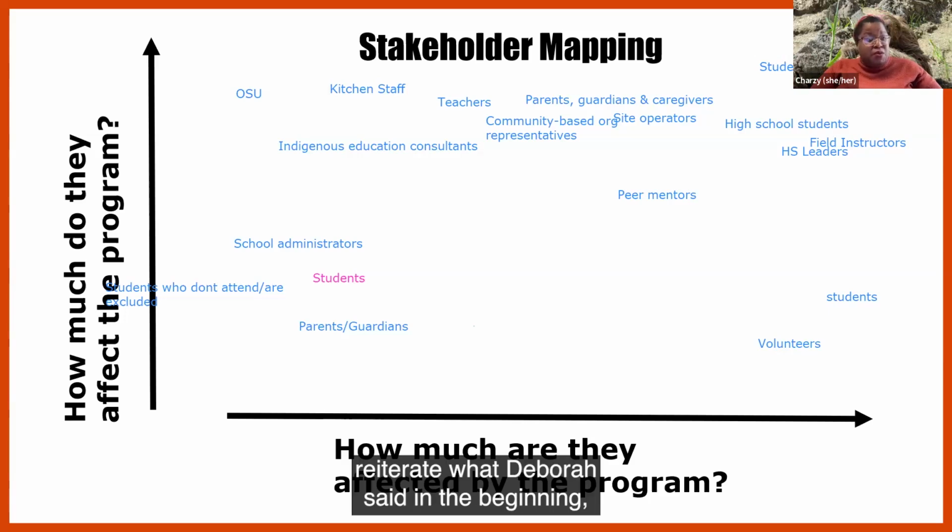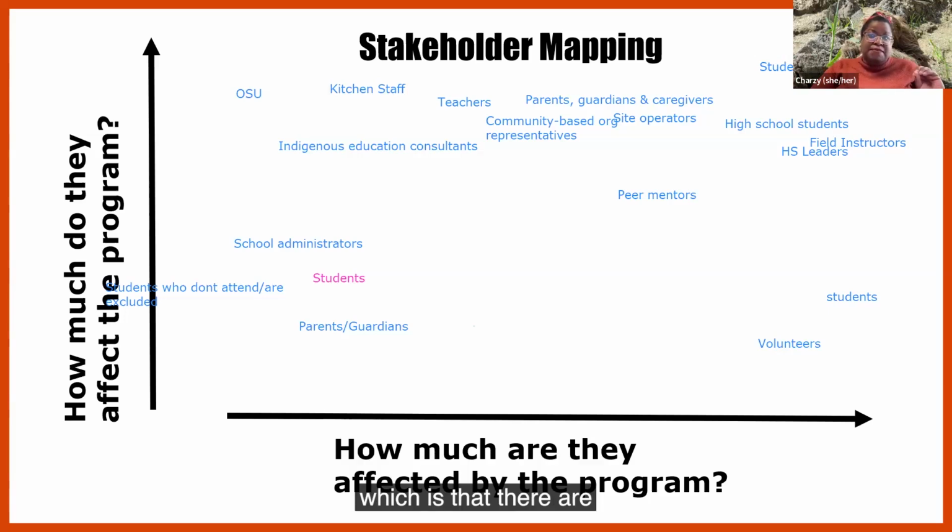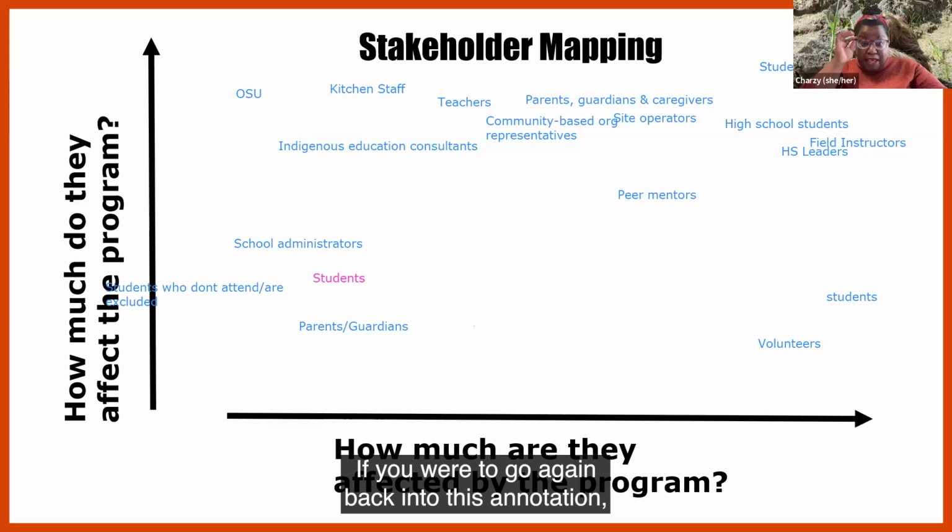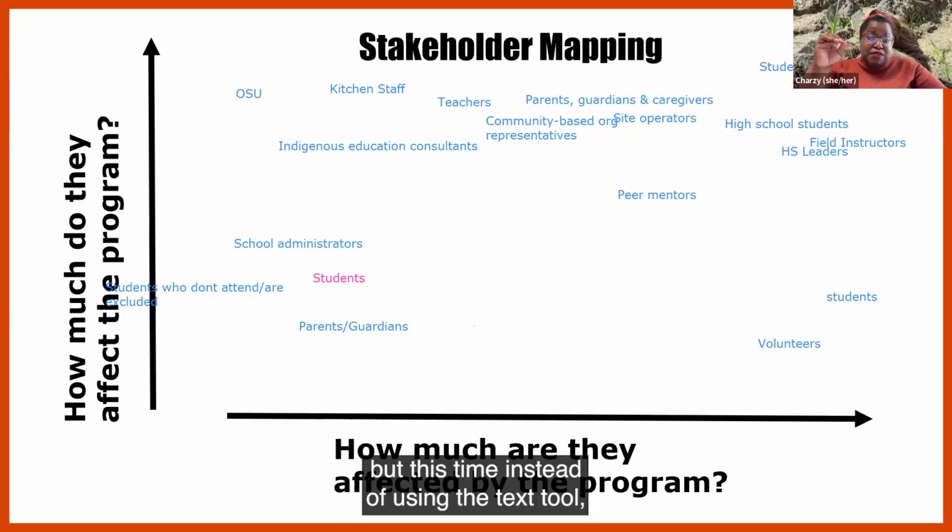However, I want to reiterate what Deborah said in the beginning, which is that there are no evaluation questions that are inherently culturally responsive. So even in this mapping, the mapping of looking at our stakeholders is not inherently culturally responsive or equitable. It does not take into consideration those factors unless we are intentionally thinking about them. So if you were to go again back into this annotation, but this time instead of using the text tool, go to the check mark, that's the stamp tool, and pull out the heart.